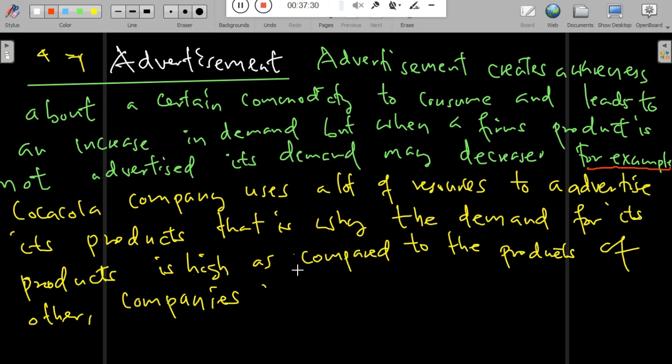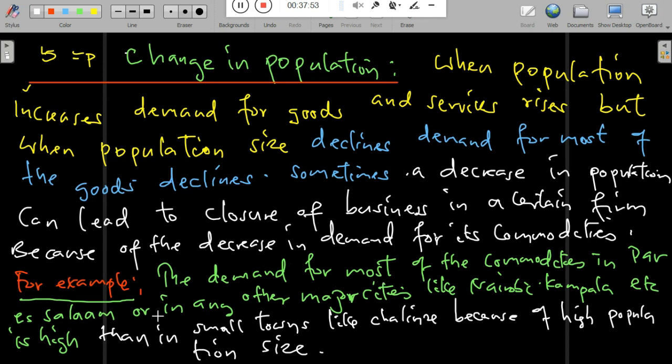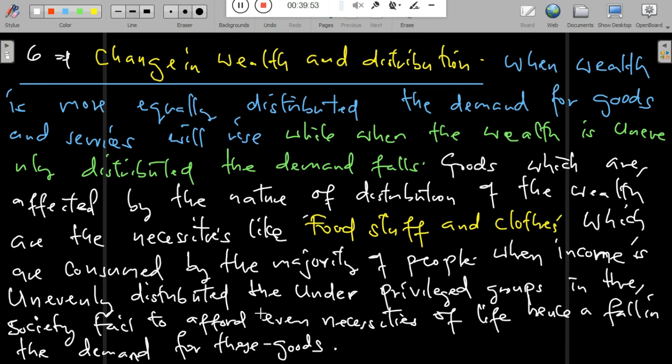But also, the change in population may be a factor for the change of demand, maybe increase or decrease of demand. When the population increases, demand for goods and services rises. But when the population size declines, demand for most of the goods declines. Sometimes a decrease in population can lead to a closure of business in a certain firm because of the decrease in demand for its commodities. For example, the demand for most of the commodities in Dar es Salaam or in other major cities like Nairobi, Kenya, and Kampala, etc., is higher than in small towns like Chalinze, Mtwara, Lindi, etc., due to the high population size of those particular areas.